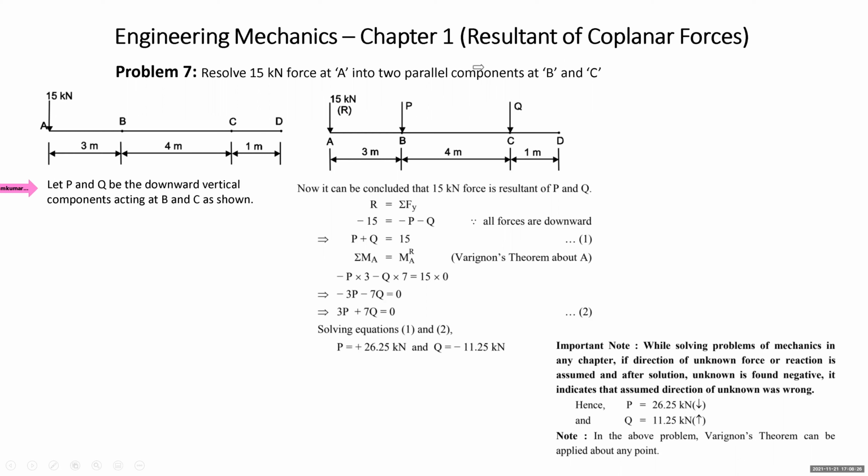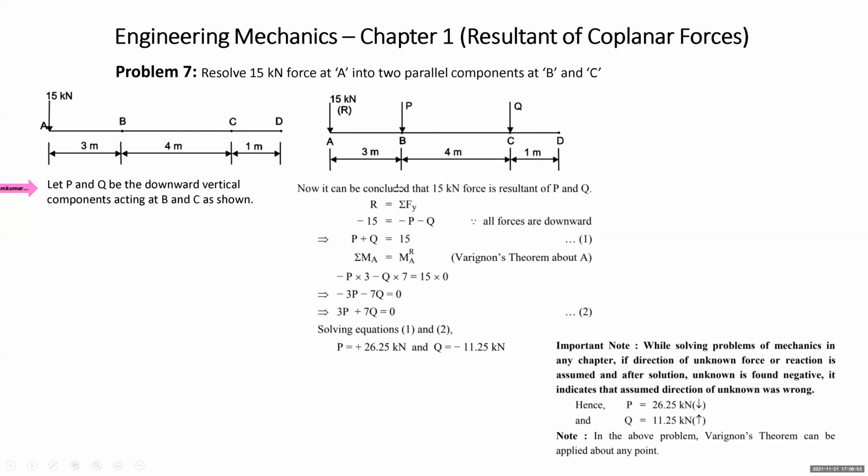अभी ये एक parallel force system का problem बन गया. P and Q are forming a parallel force system and their resultant is 15 kilonewton, because what he asked, 15 kilonewton is to be resolved into parallel components at B and C. So that means, can I say that resultant of P and Q is 15 kilonewton at A or not? अभी ये एक बार समझ में आ गया तो now we can solve it as a problem of resultant of parallel force system.